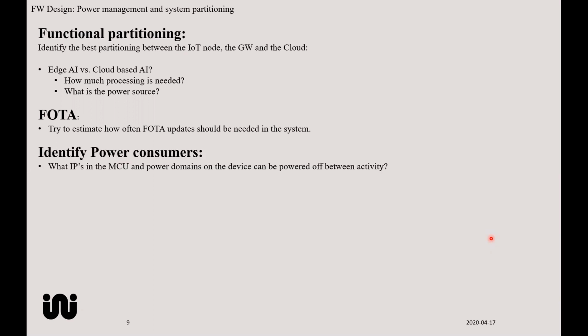Then you need to identify the power consumers, of course. What IPs in the MCU or application processor and the power domains on the device can be powered off between activities. So most MCUs or application processors today offer quite good support to power off and stop the clocks for different domains in the MCU itself or application processor itself.